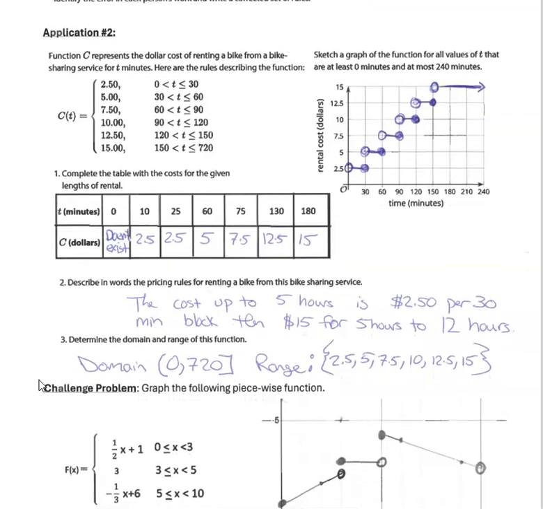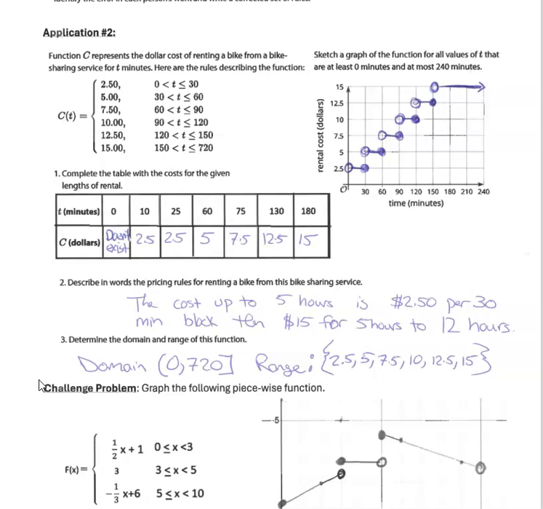You are renting a bicycle. When you're renting this bicycle, there's going to be different prices based on how long you're going to rent it. Now, it is going to be $2.50 for the first 30 minutes, as you can see there, then $5 for the next 30 minutes, then $7.50 for the next 30 minutes, and so on.